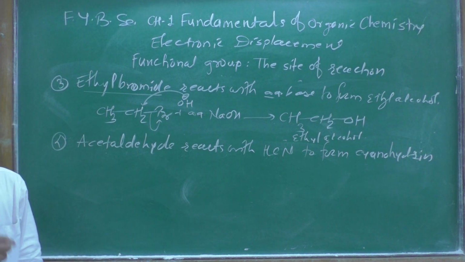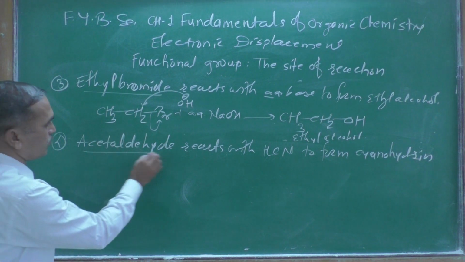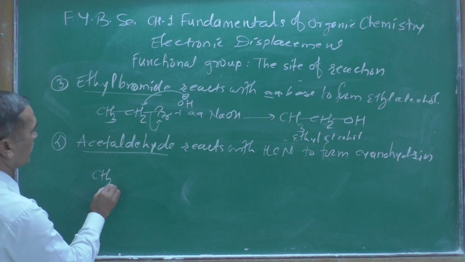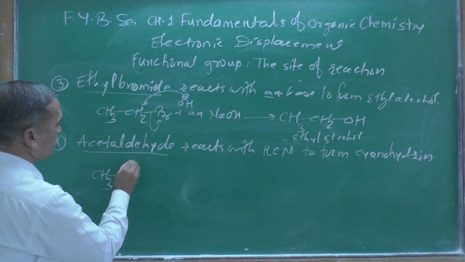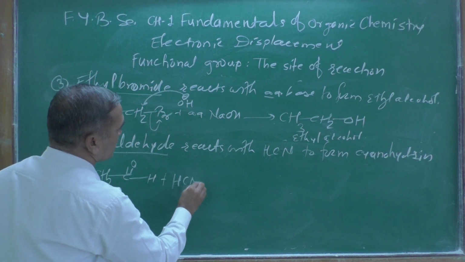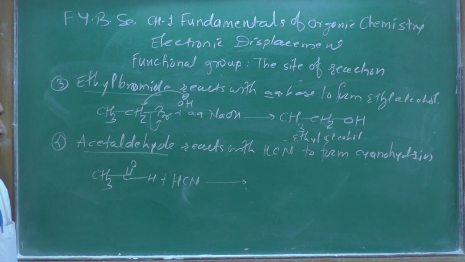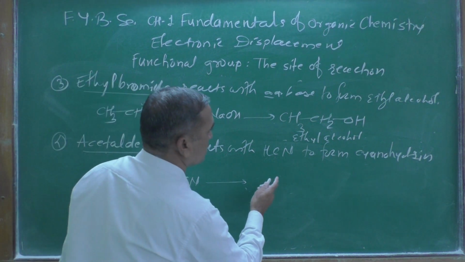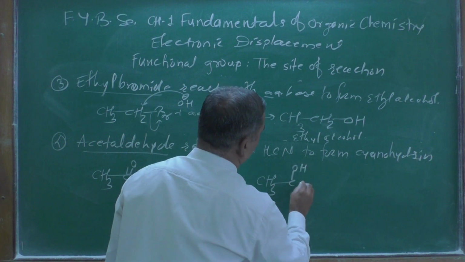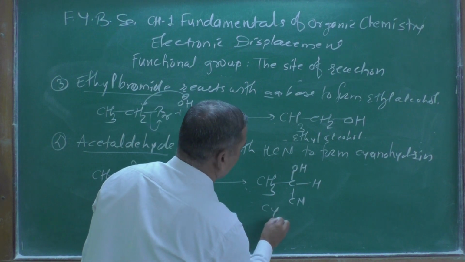They get reacted, in this case. You might be knowing the structure of acetaldehyde. Look at the structure of acetaldehyde, CH3 C double bond O, then treated with hydrogen cyanide. A nucleophilic addition reaction takes place, and the product formed will be CH3, CH, OH, CN. This product is called a cyanohydrin derivative.